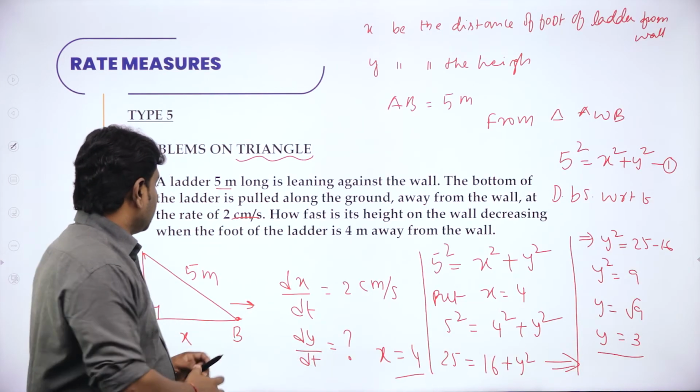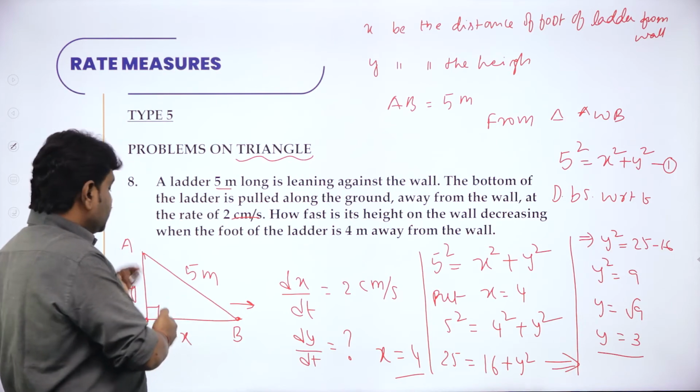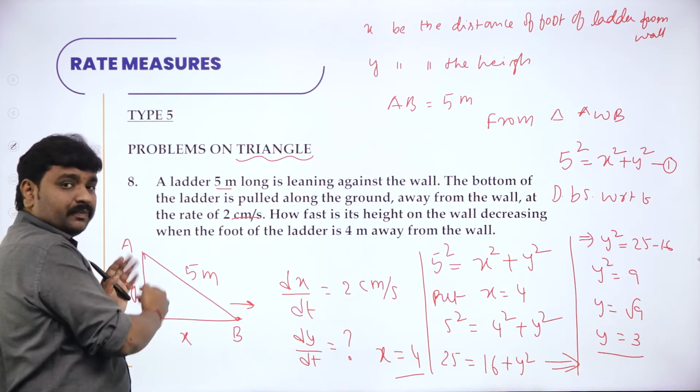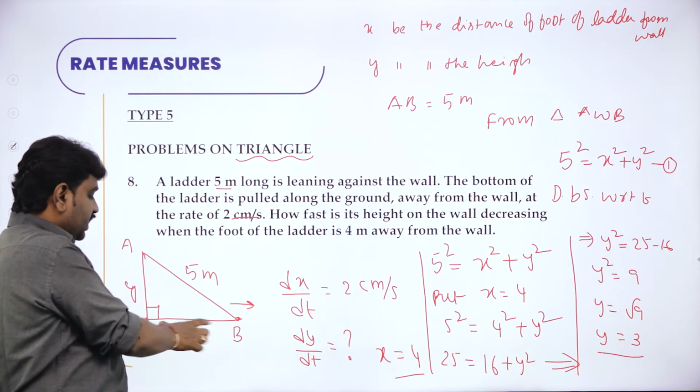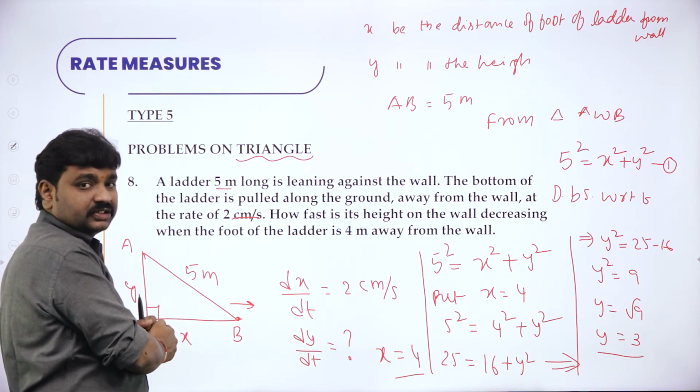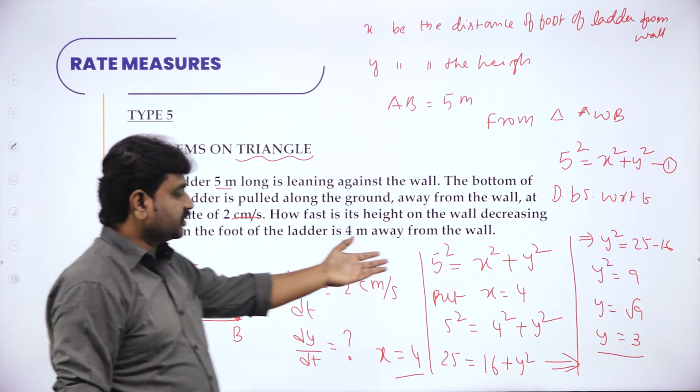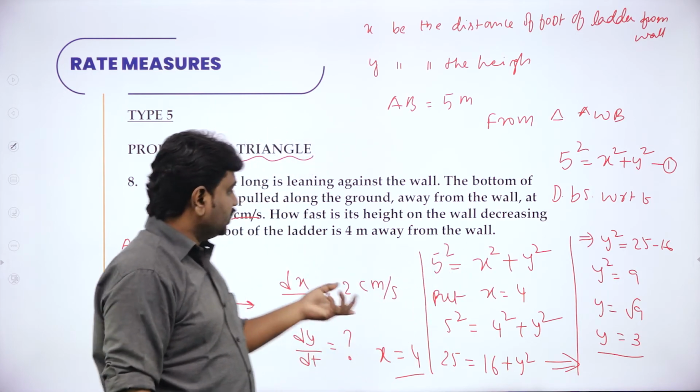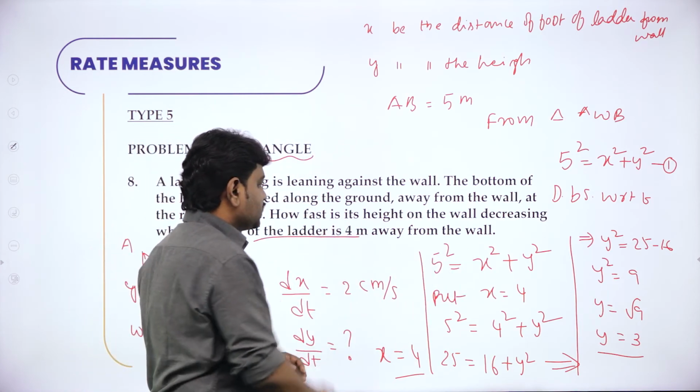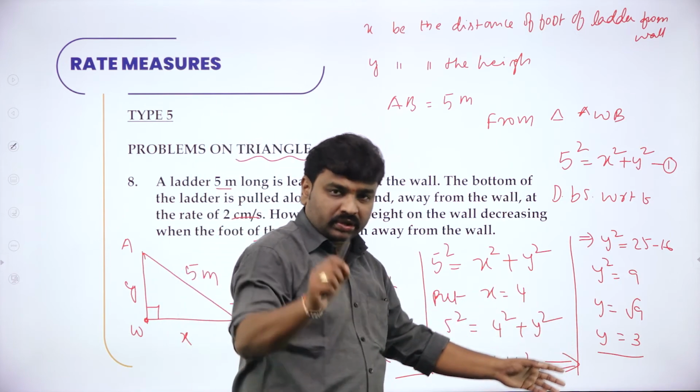A ladder 5 meter long, AB is the ladder, leans against a wall, AW is the wall, and let y be the height and x be the foot of the ladder distance. Then from the triangle you can write Pythagoras theorem: 5 square is equal to x square plus y square. They have given x, so put x and you'll get y. You have to get y first.